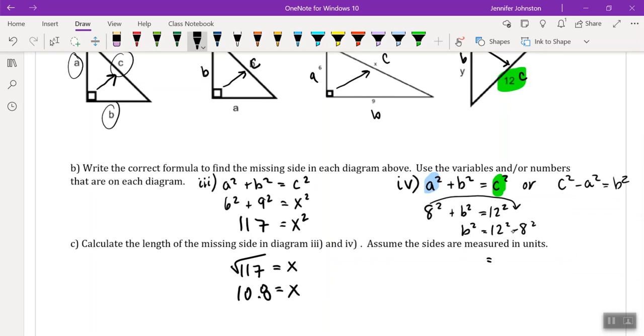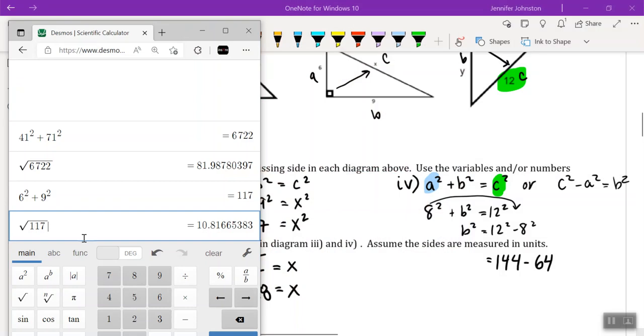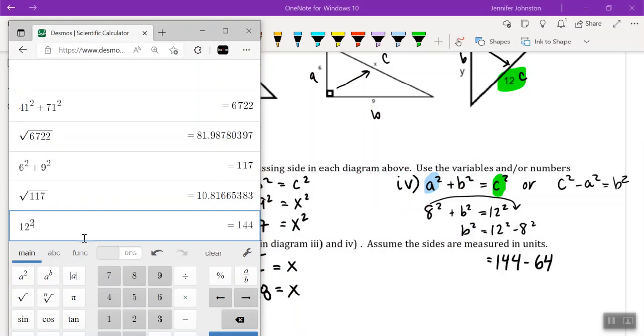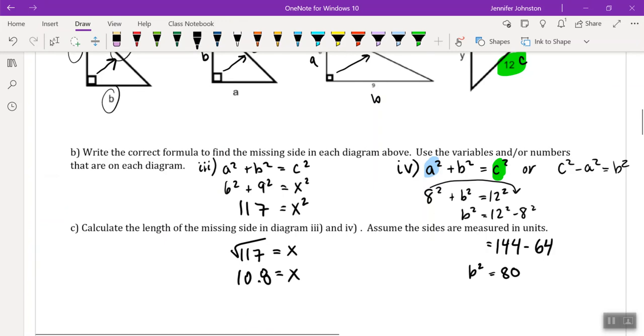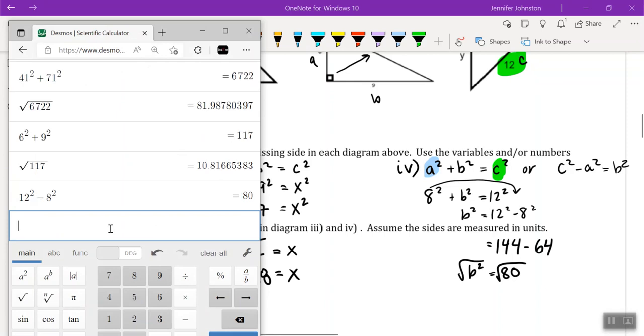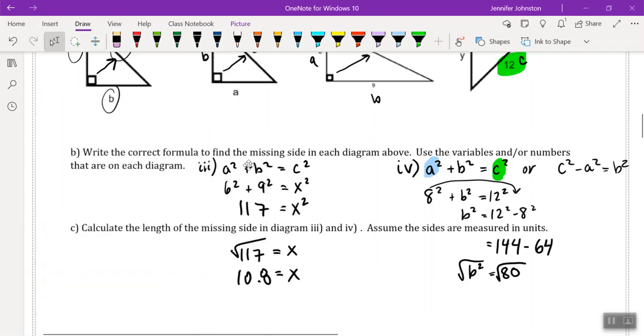Okay, so this is 144 minus 64. And that gives us 80. Yep, that makes sense. And is that the smaller side? Is the smaller side 80? Oh no, because the longest side is 12, so you have to take the square root. The square root of 80 is 8.9. So we get b is equal to 8.9 units.